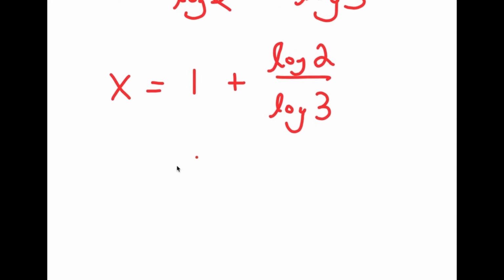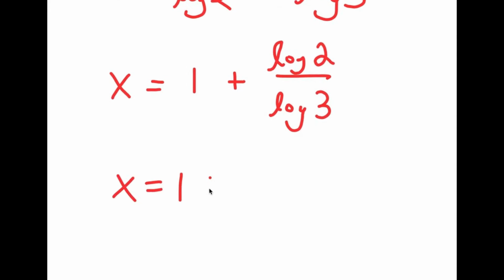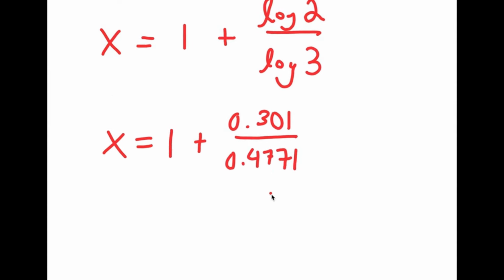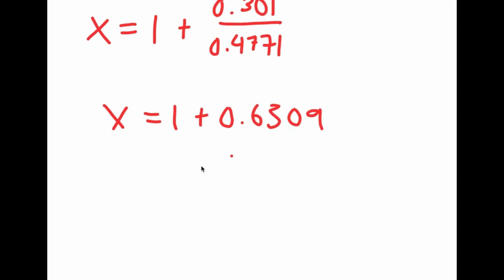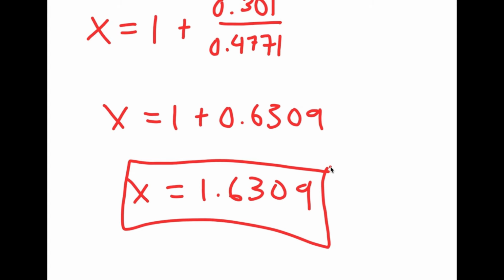And log 2, that's equal to 0.301, and now I have this over 0.4771. So this is going to equal 1 plus 0.6309. And 1 plus 0.6309 is 1.6309. So this is my answer.